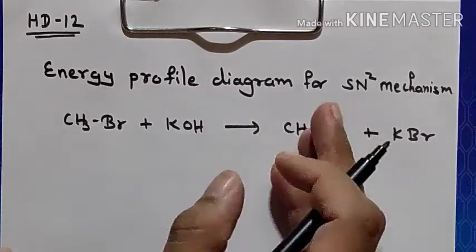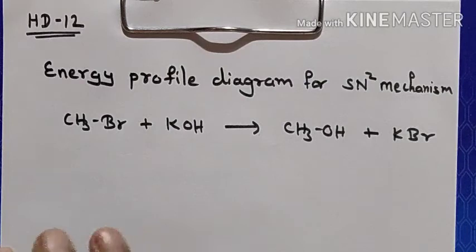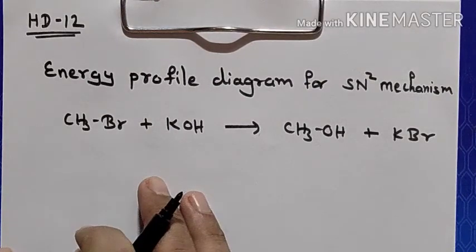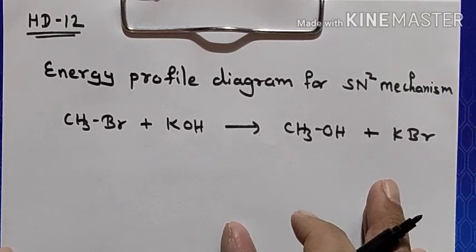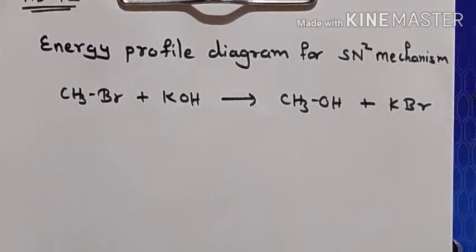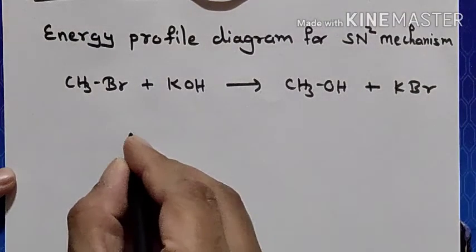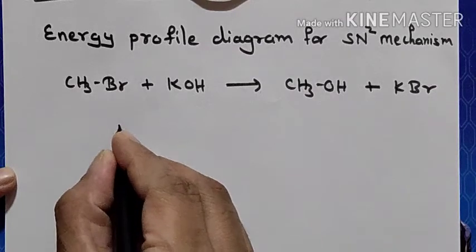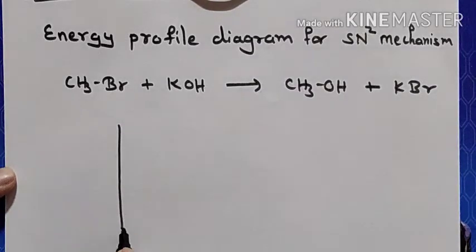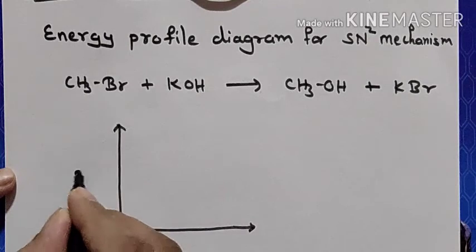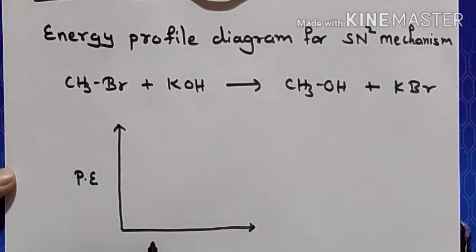Obviously, when I say energy profile diagram, that means this diagram gives you information about the energy of a reactant as well as the product. Okay, let's start with that, and whatever is required I'll be explaining to you. In this we draw a graph. Obviously we know there are two coordinates in a graph, right? Here there's the potential energy, and here there's the reaction coordinate.